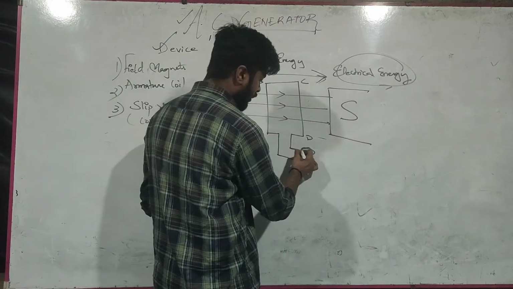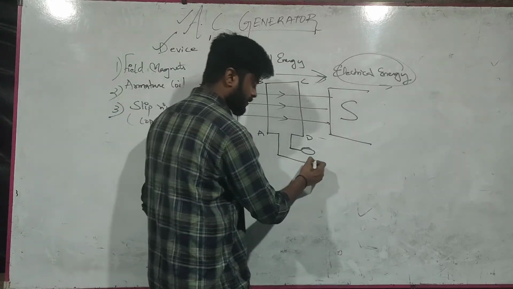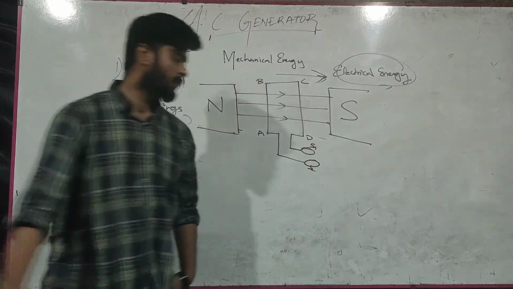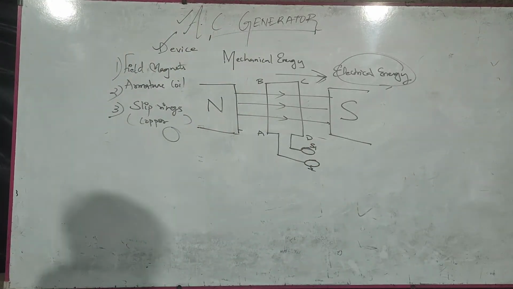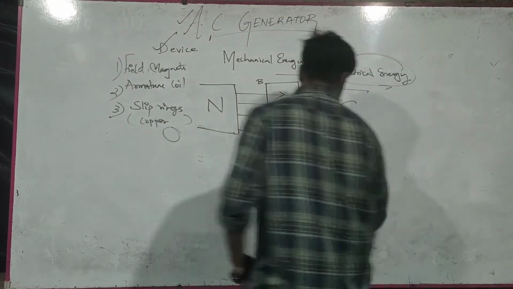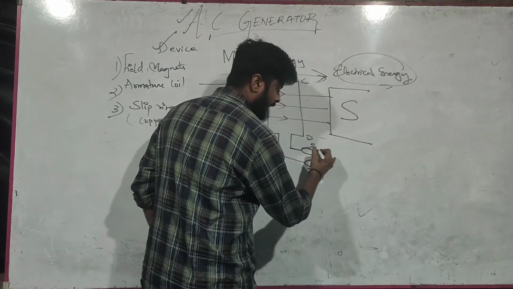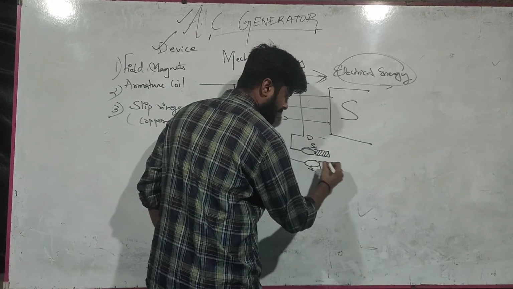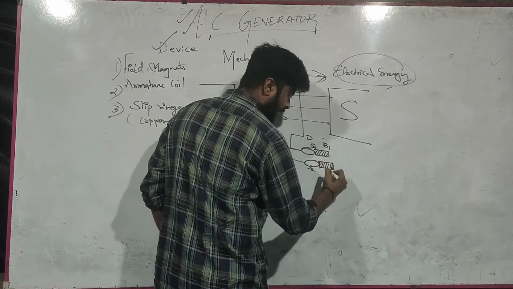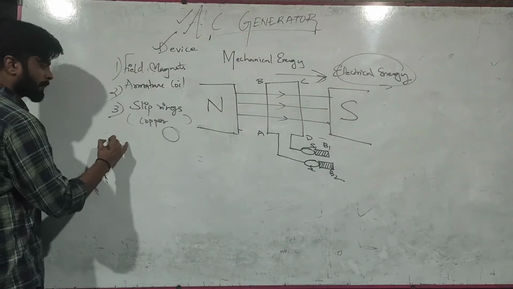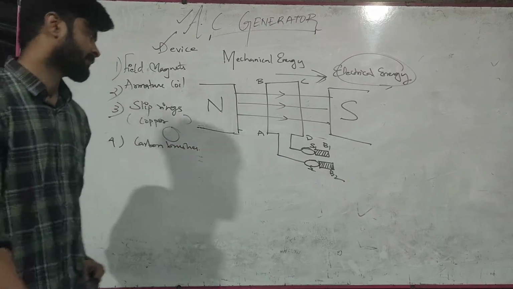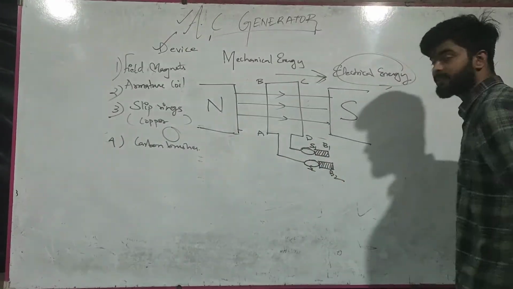So the ends of the armature coil are connected to slip rings. So both ends will be connected to what? Slip rings. We can call them S1 and S2. So S1 and S2 are the slip rings which are connected to the two ends of the armature coil. Clear? And at the end of these slip rings we will have carbon brushes. The ends of the slip rings are connected to carbon brushes, which we will call B1 and B2. So B1 and B2 represent carbon brushes which are conducting and maintain contact with the slip rings.